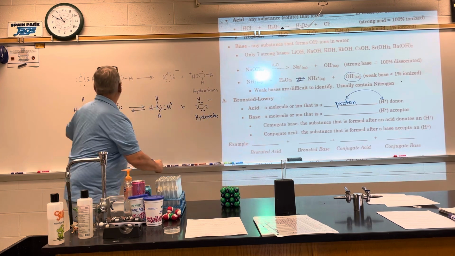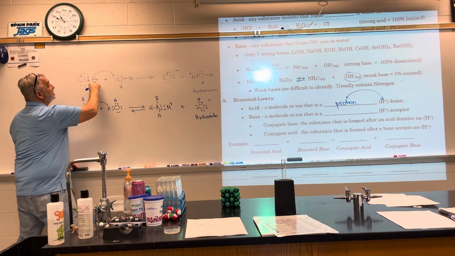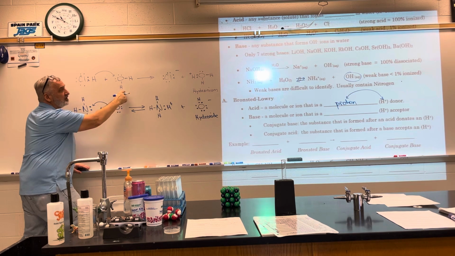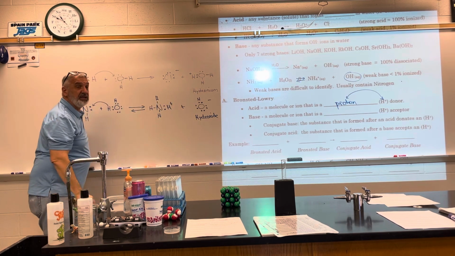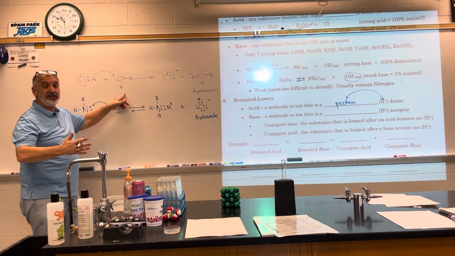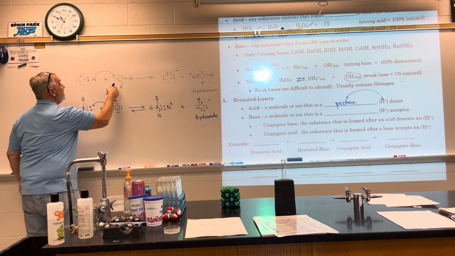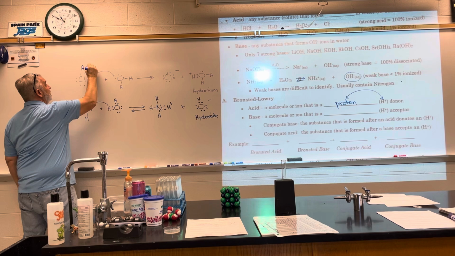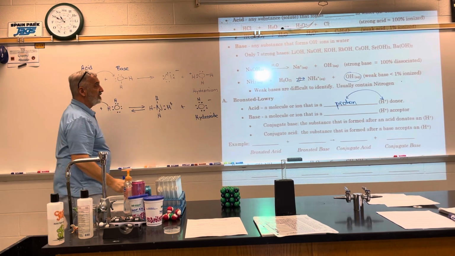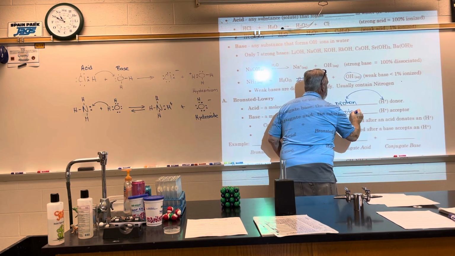So the base, in this case, and here, notice this is donating the proton to the water. The water is accepting the proton and becoming H3O+. In the Arrhenius definition, water is nothing. But in the Bronsted-Lowry definition, water now becomes a proton acceptor here. So this is donating, so this is an acid. But in the Bronsted-Lowry, this is going to end up being a base, because it's a molecular ion that is a proton acceptor.